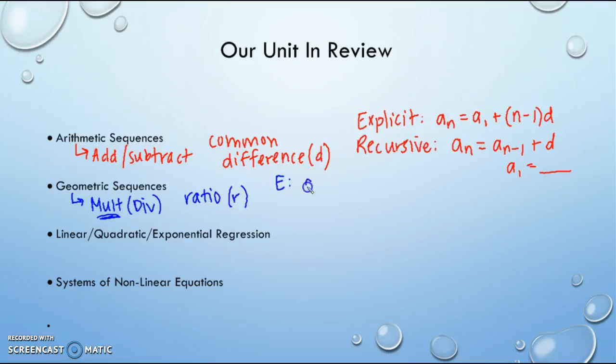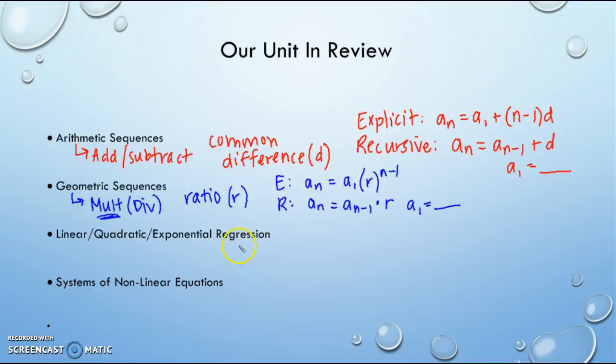The explicit is a sub n equals a sub 1 times r to the n minus 1. And a sub 1 is your first term, r is your common ratio, and then to the n minus 1. Our recursive formula is the next term, a sub n, equals the now term, a sub n minus 1, times whatever your ratio is. And we again say a sub 1 equals whatever your starting value is. So those are our geometric and arithmetic sequences. Now remember, your geometric ends up creating an exponential curve because we have a variable in our exponent, and our arithmetic ends up being linear. Okay, so we have linear and exponential.